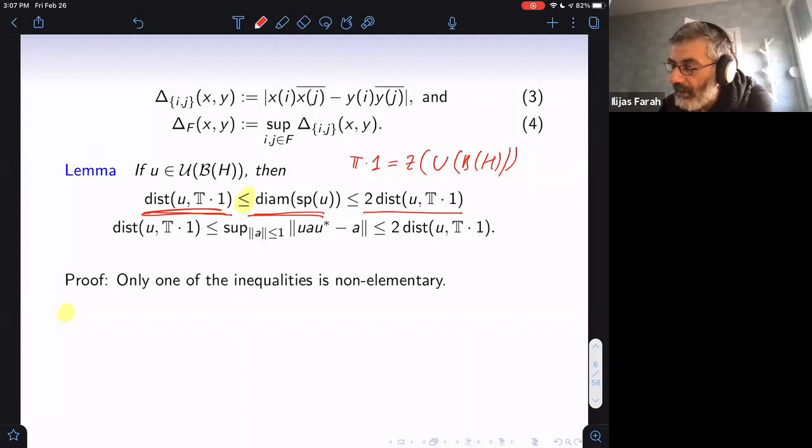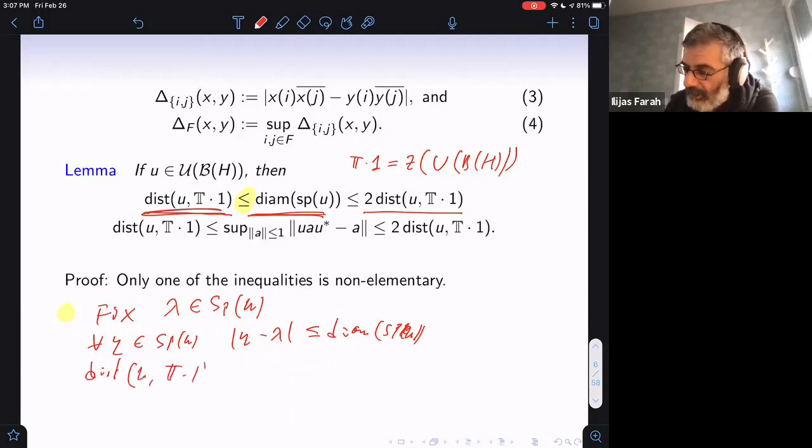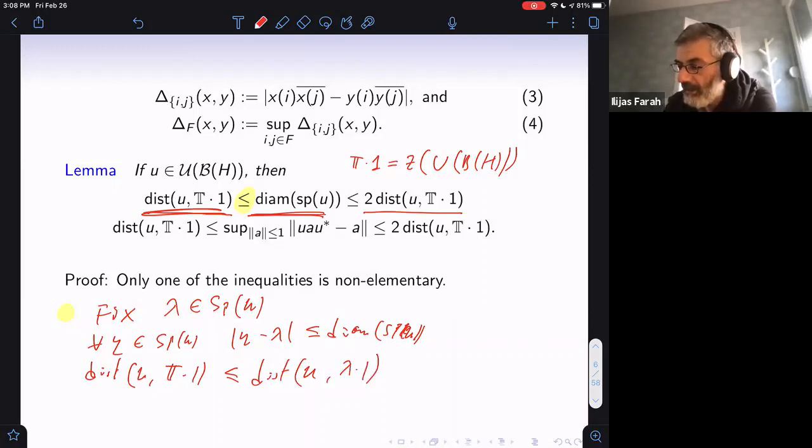Well, just choose any, fix any lambda in the spectrum of U. Then for every eta in the spectrum of U, the distance from eta to lambda is less than or equal to the diameter of the spectrum of U. But also, if you look at the distance from U to T dot 1, it is at most the distance from U to lambda dot 1. Right, so that's the first inequality.